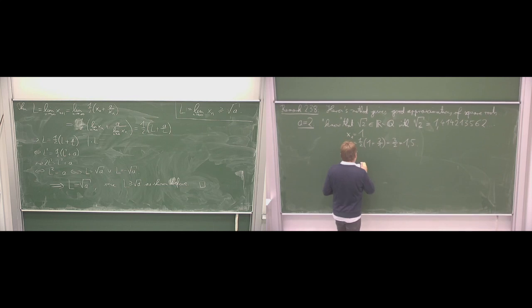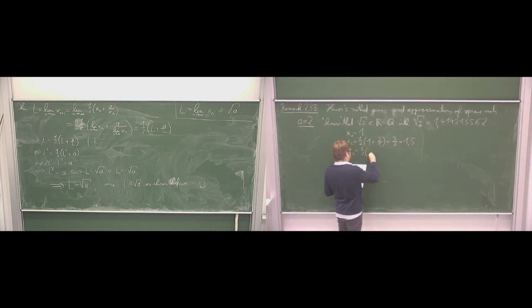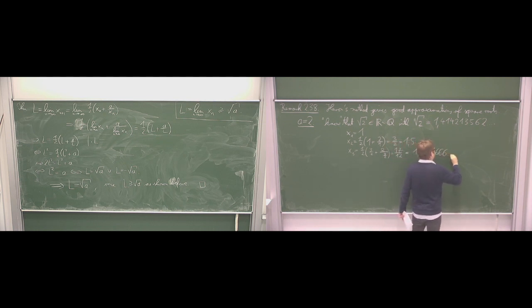Let's take a look at number 3. This is 1/2 of, and now we have to insert the new one, 3 over 2, plus 2 divided by 3 over 2. This is of course 4 over 3, and if you compute this, you will get that this is 17 over 12. And this is already surprisingly good. This is 1.416666, and so on. So this is already not bad.